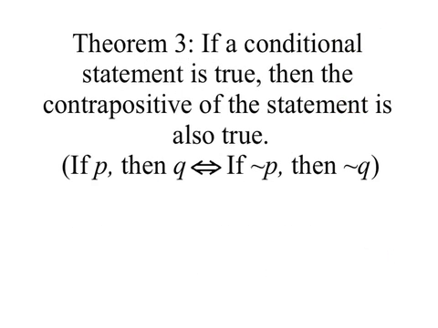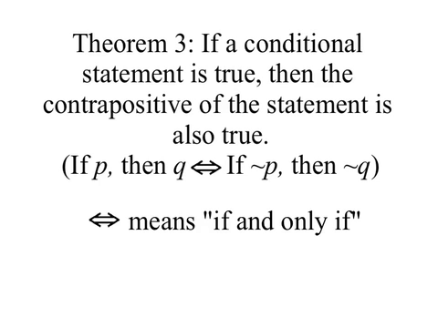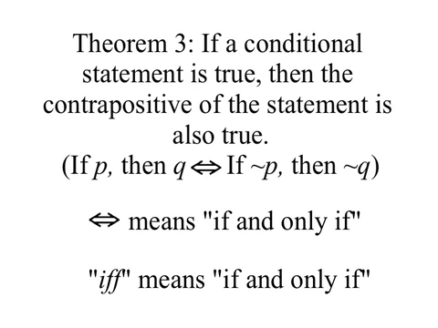And that brings us to Theorem 3. If a conditional statement is true, then the contrapositive of the statement is also true. If P, then Q, if and only if not Q, then not P. And our new double-arrowed symbol means if and only if. And IFF also means if and only if. Theorems can be proved, and in this series of lessons, I will show proofs for most of the theorems, but I submit Theorem 3 without a formal proof.